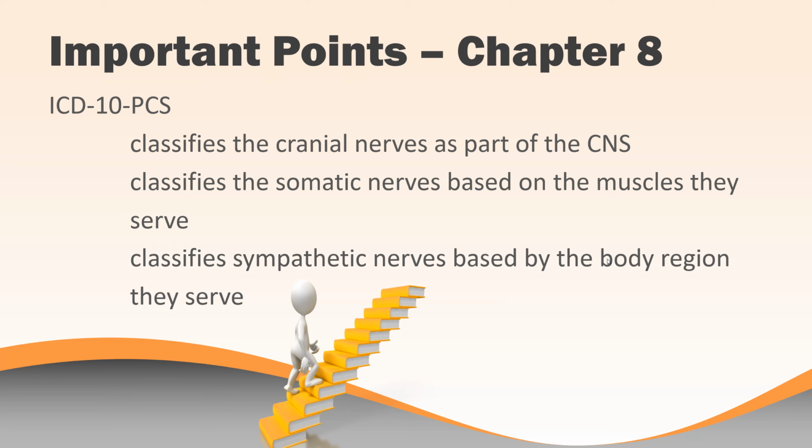For chapter 8, in the cranial area and the nerves and the nervous system, the cranial nerves are classified as part of the central nervous system per ICD-10-PCS. For peripheral nerves, they're based on the muscles they serve. For ICD-10-PCS, that's how we group them, that's how we look at them from a coding standpoint. So it's important that you understand your particular body system you're coding and how ICD-10 views it.